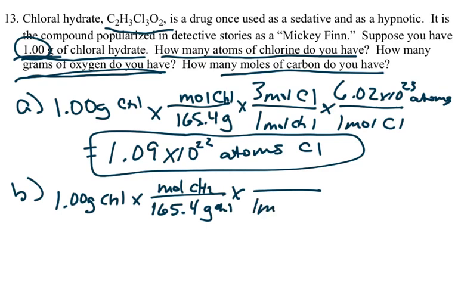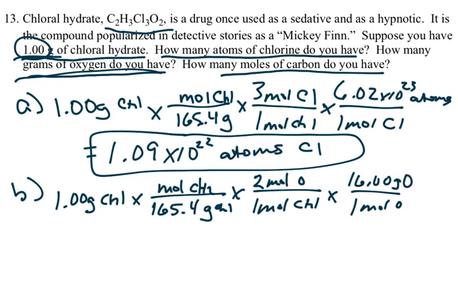So in 1 mole chlorohydrate, we have 2 moles of O. And then we're going to grams of O, right? So for 1 mole of O, there's 16.00 grams of O. All right, so 0.193 grams of O.